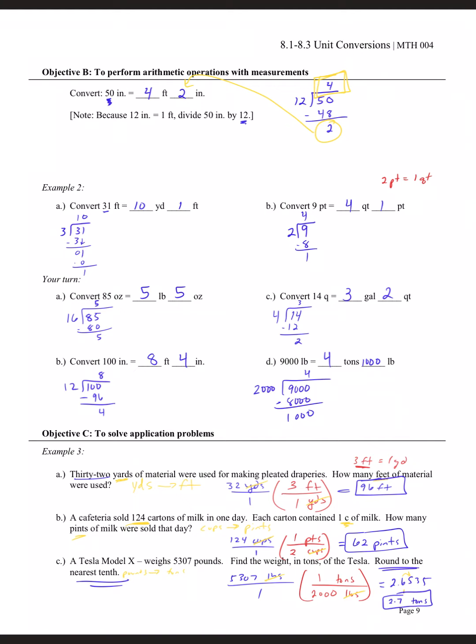Oftentimes the question is, how do we know when to multiply the numbers or divide? And that just depends on how the problem's set up. For example, in A, you can see that the numbers that are not 1 are both in the numerator. That tells you to multiply. When you set up your conversion rate, if your number that's not 1 is in a denominator, that's when you have to divide. Okay, that's all we have for this section.